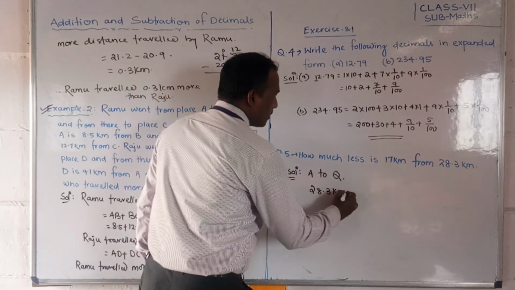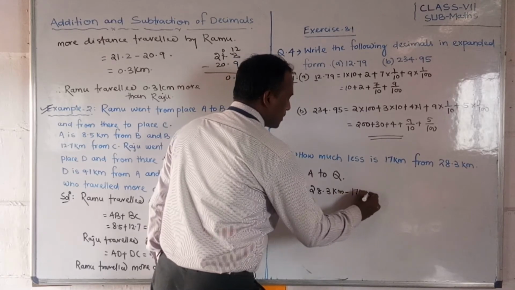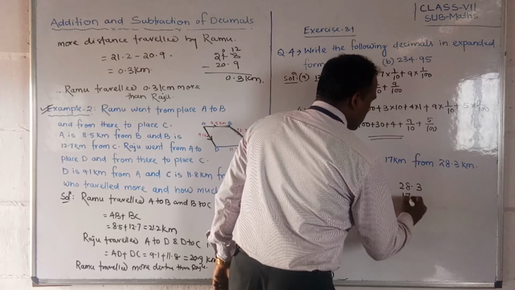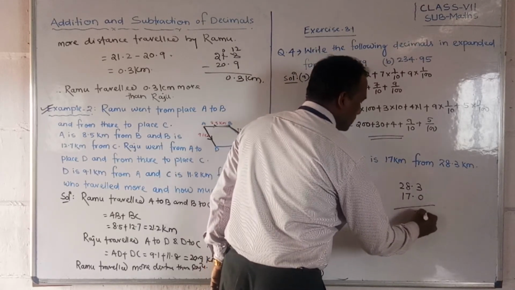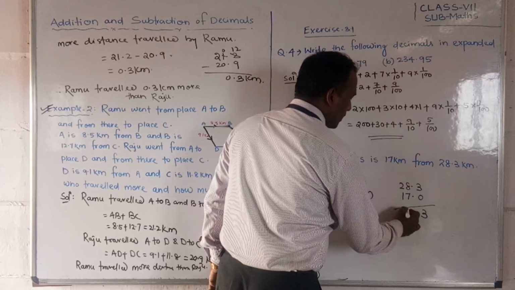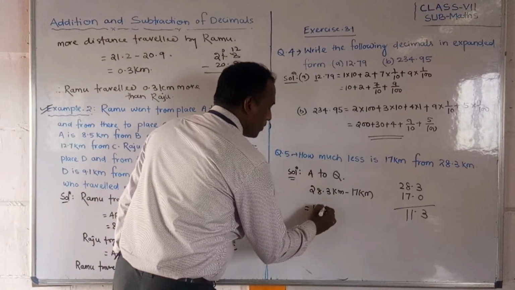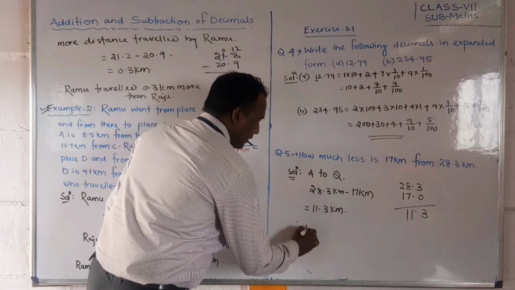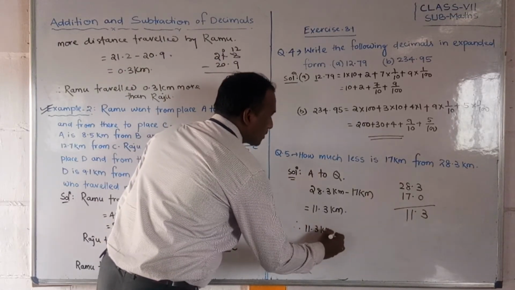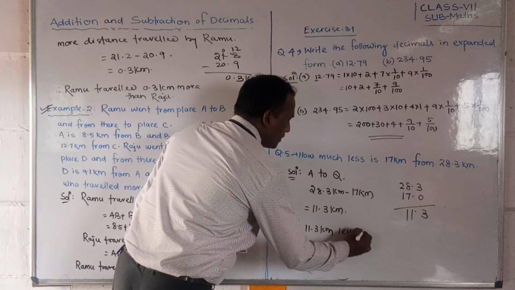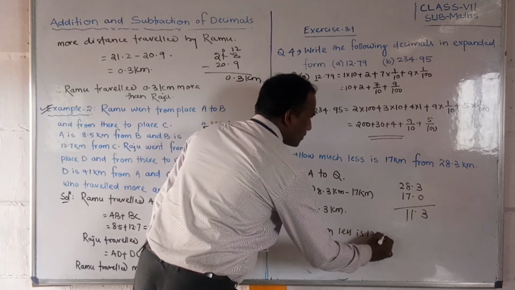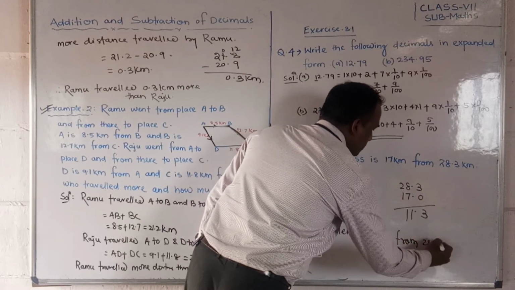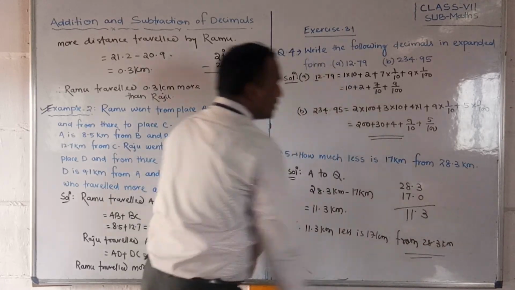28.3 km minus 17 km is equal to, we can subtract 28.3 minus 17.0. We have to put 3, 8 minus 7 means 1, and 1. So 11.3 km. Hence 11.3 km less is 17 km from 28.3 km. Okay, this is our answer.